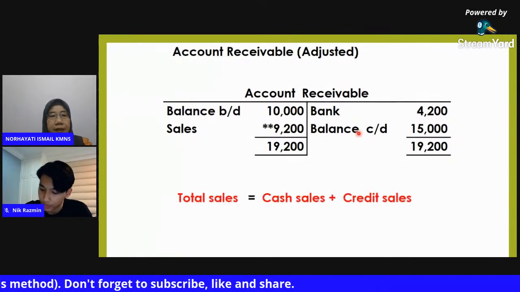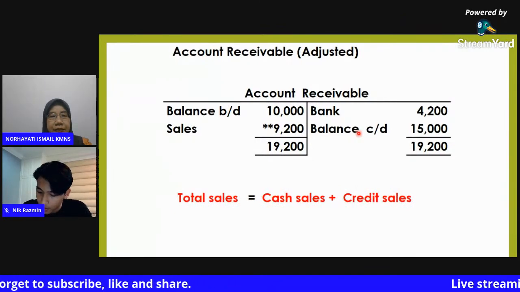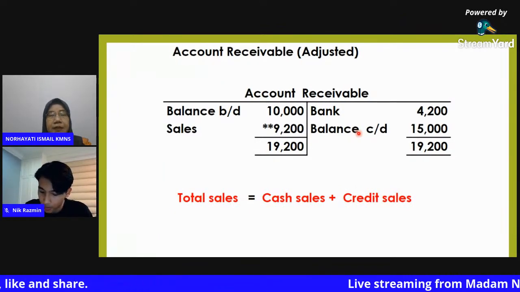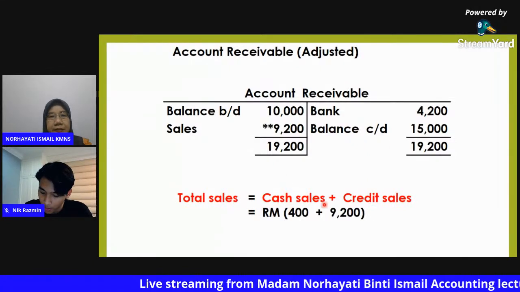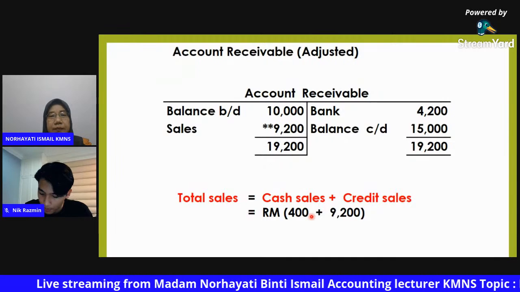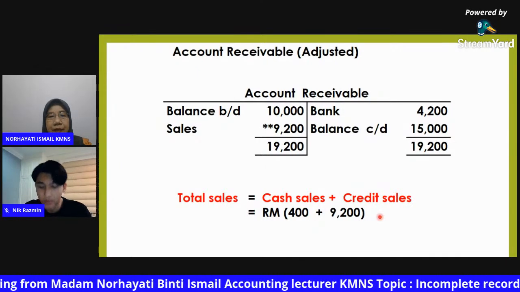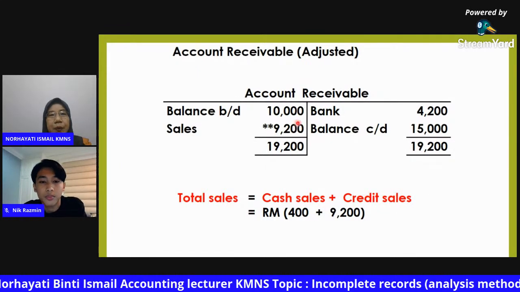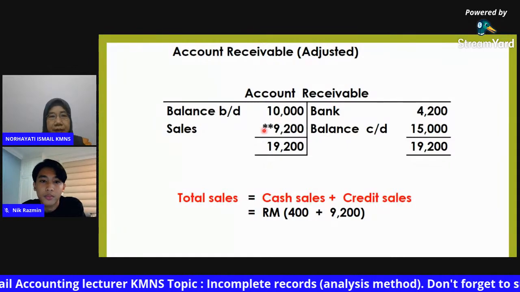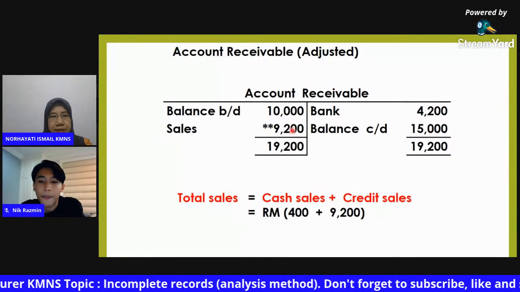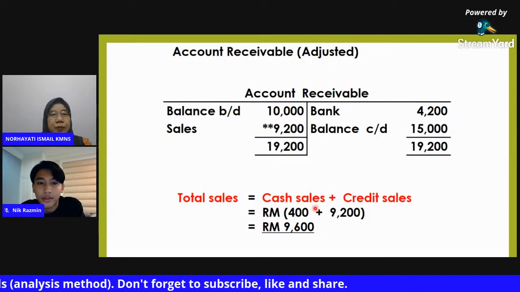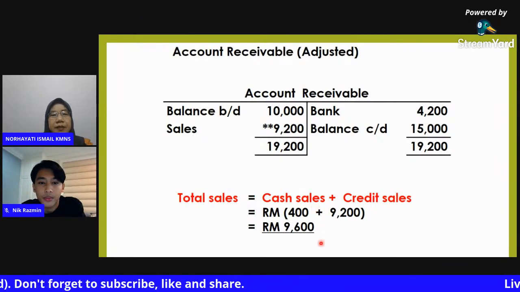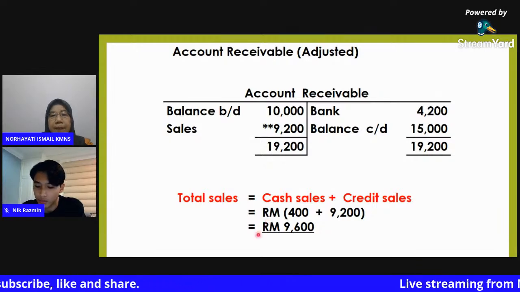So the total sales is cash sales plus credit sales. Given just now, cash sales in the question 400 plus credit sales. Where do you get credit sales? From the missing figure. So this is the total sales. The total sales is very important because we want to prepare the statement of income.